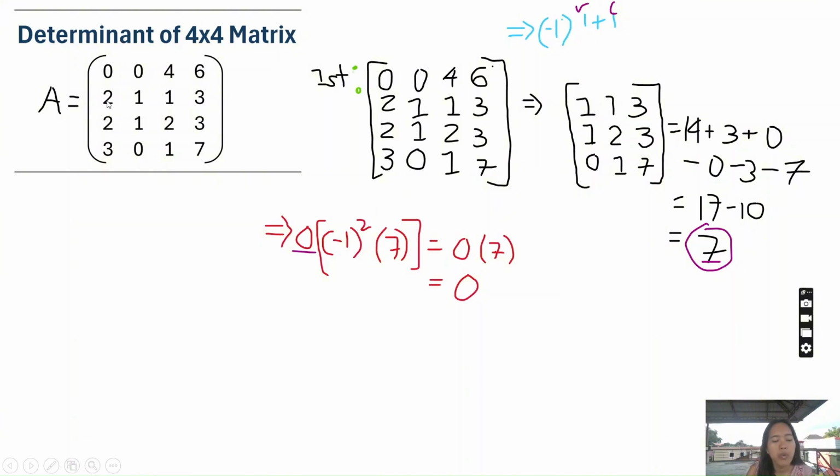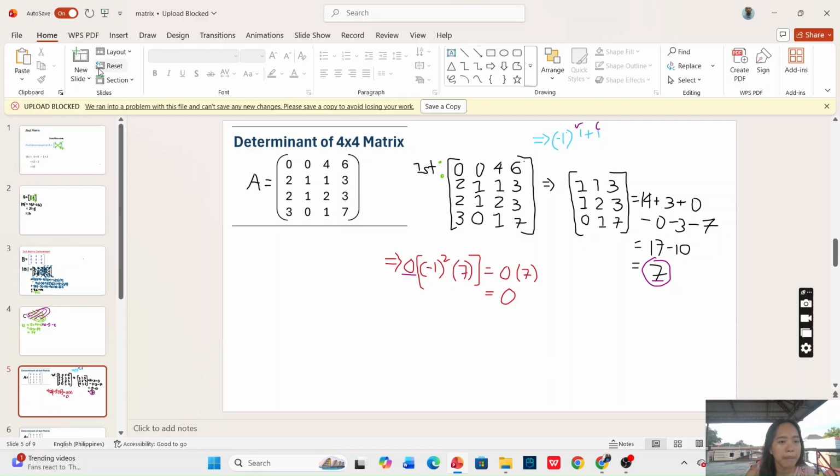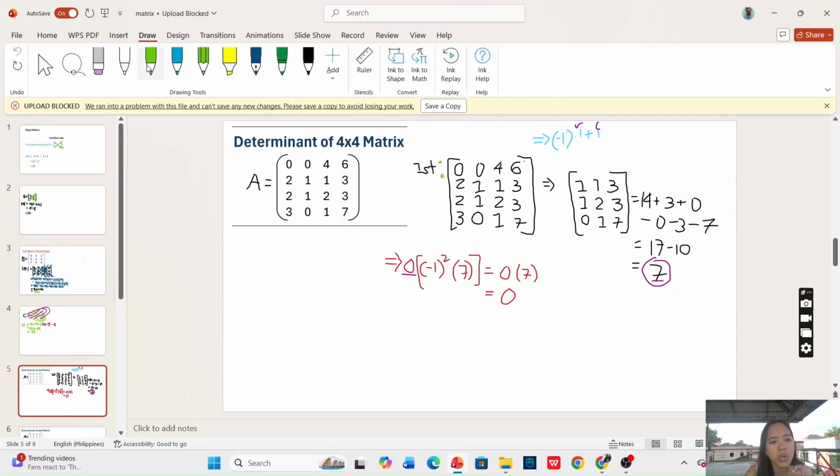Suppose we are given this matrix. The first row is 0, 0, 4, and 6. The second row is 2, 1, 1, 3. The third row is 2, 1, 2, 3, and the last row is 3, 0, 1, 7. What are we going to do first? First, we are going to copy that matrix and then solve it. I'm going to show you how I obtain that.